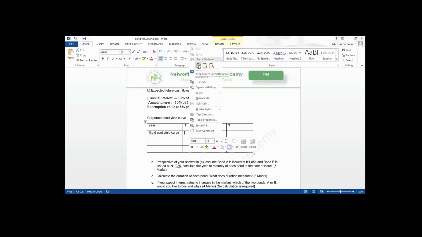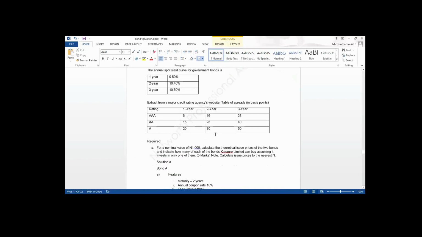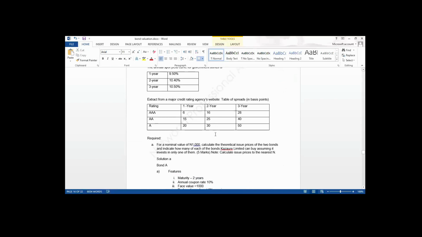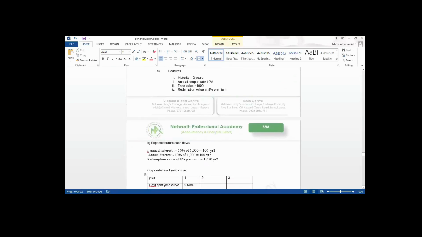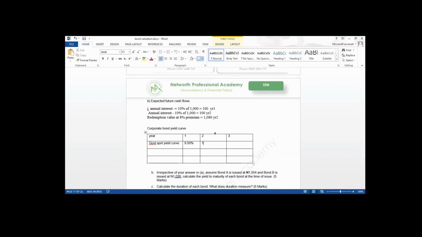For year 1, look at the rates. Year 1, 9.5%. For year 2, check it out. 10.4, 10.5, year 2, year 3. 10.4. 10.5. Introduce the credit spread. Credit spread.